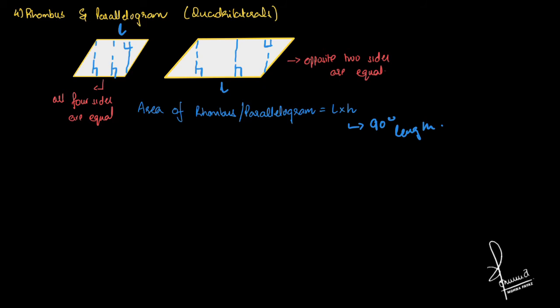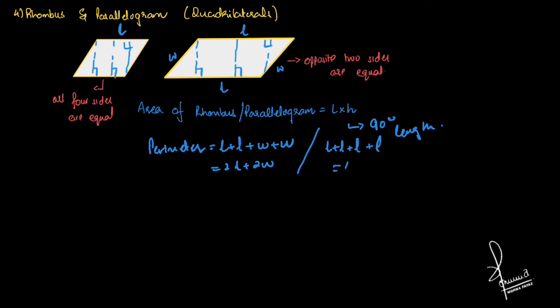The perimeter again is going to be the sum of all four sides. So let's say this is length, this is W, so this is also going to equal W, and this will equal your length. So your perimeter will be L plus W plus L plus W, which is the same as the perimeter of a rectangle. Similarly, for a rhombus, you can do L plus L plus L plus L, which is equal to 4L, like a square.